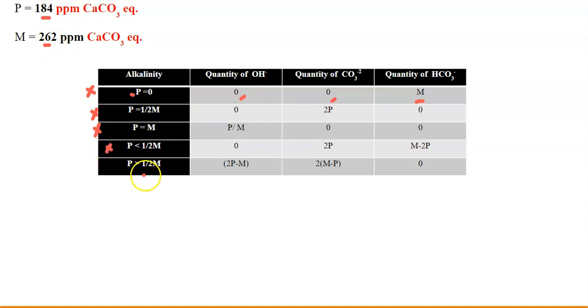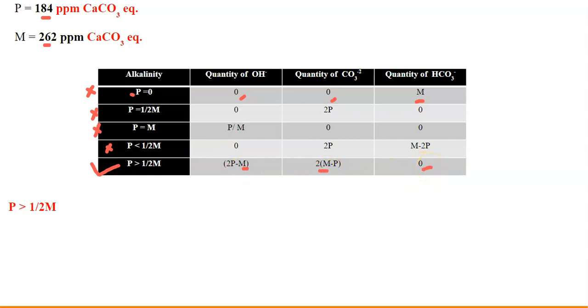Is the value of P greater than half M? So yes, 184 is greater than 131. So this criteria matches. So we'll look here in the table that our value of P is greater than half M. Okay, so what is present? Hydroxide is present as well as carbonate is present, while bicarbonate it is given as 0.